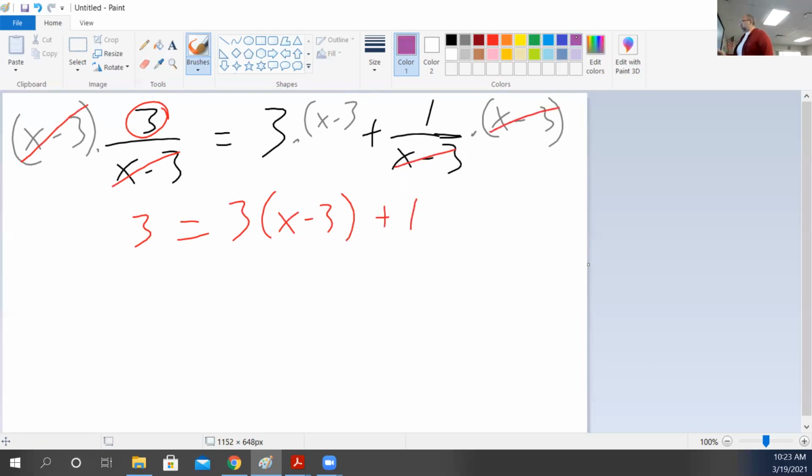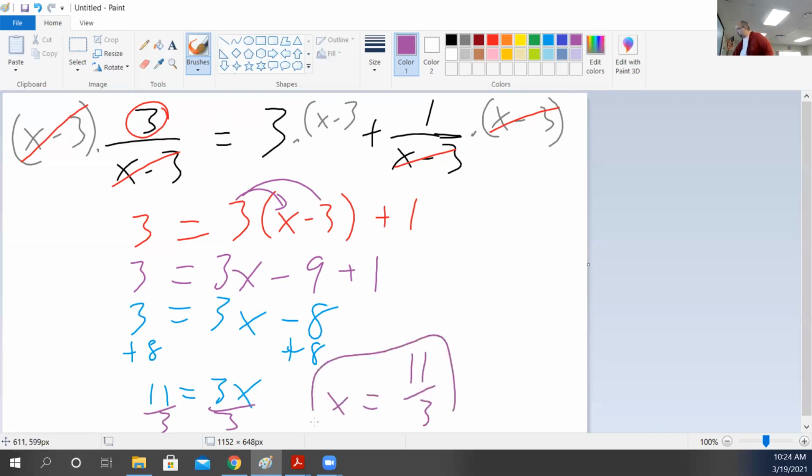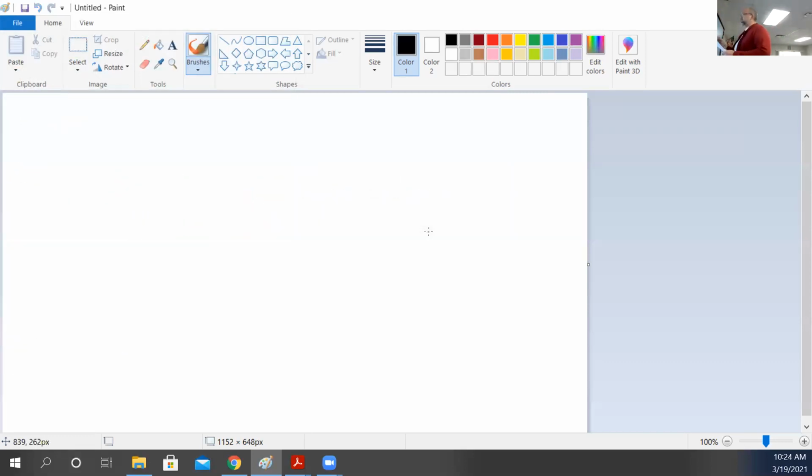All right, so let's now distribute, get rid of the parentheses. 3 equals 3 times x, 3x. 3 times minus 3 is minus 9 plus 1. Let's combine like terms. 3 equals 3x minus 8. Let's add 8 to both sides. So we got 11 equals 3x. Last bit of our stage here: divide both sides by 3. So x equals 11 over 3. Excellent job. As usual, just let me know if you guys have any questions.